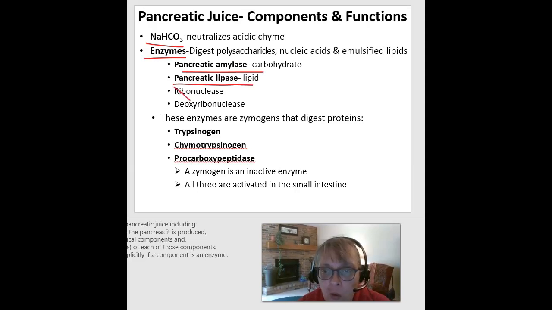Trypsinogen, chymotrypsinogen, and procarboxypeptidase all break down proteins. These have to be activated once they get into the small intestine, and that's going to happen by a brush border enzyme. So we'll look at that next.